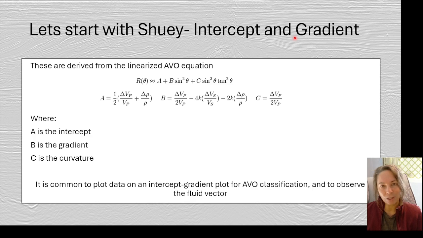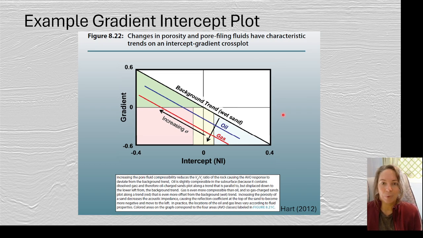We're going to start with the intercept-gradient concept. What we've got here are the Shuey terms: A is the intercept, B is the gradient, and if you have angle stacks that go far enough out, you can actually have a curvature term, but that's not used very commonly. When we plot the difference between A and B, as I'm going to show you in the next slide, looking at how those values align on a chart can give you really good information about what's going on in the pore space in terms of gas, oil, and brine. Here's an example of what the gradient-intercept plot looks like in practice.